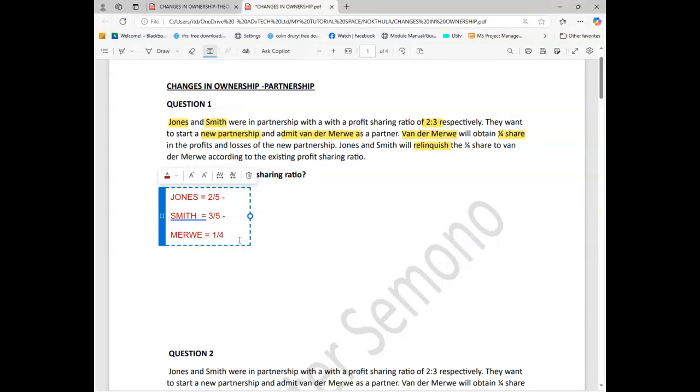Because they have to relinquish, they must transfer this 1/4. Does that make sense? But this 1/4 must be shared. In other words, no one can just give 1/4 to Van der Merwe, unless they told us that Jones will be responsible and we'll just take 1/4 from Jones. But they must share it, so they must share this 1/4 according to their ratio. So I'm going to multiply by their ratios.